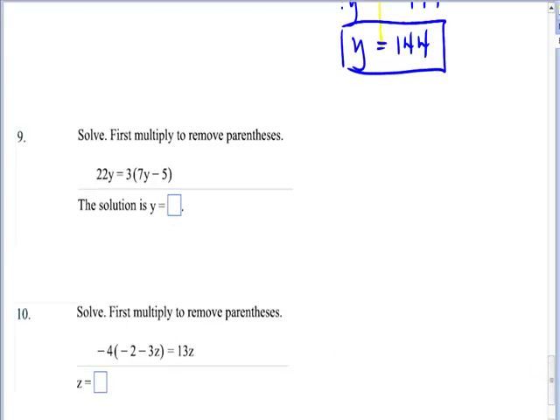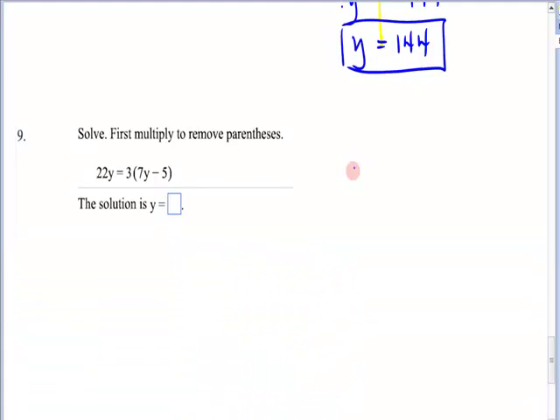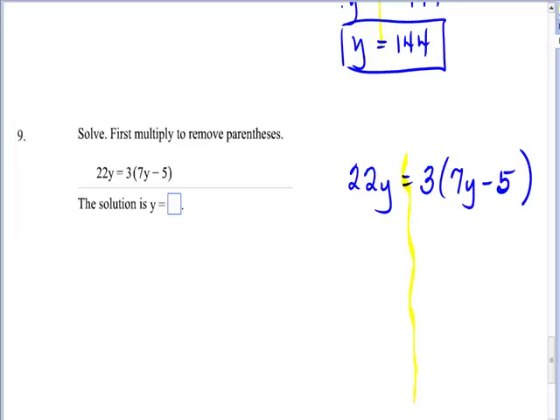Okay, almost done here. Do just a few more. I have 22y is equal to 3 parentheses 7y minus 5. Barrier. First step is always, can you simplify either expression? Well, nothing to simplify on the left, so I'll just copy it down. On the right, yes, I can use the distributive property. 3 times 7y is 21y. 3 times negative 5 is negative 15.